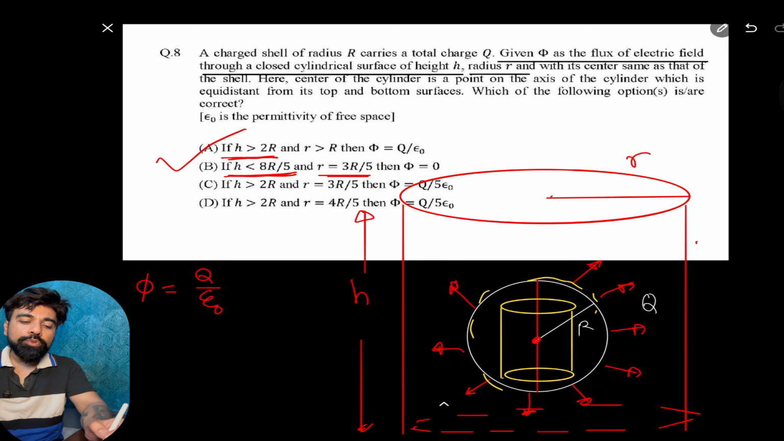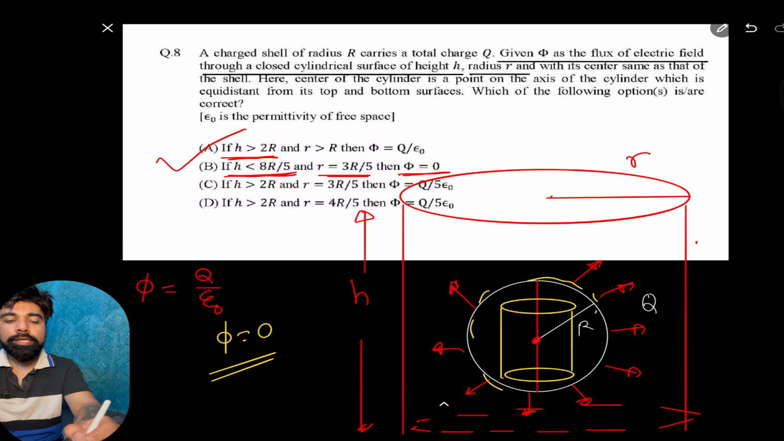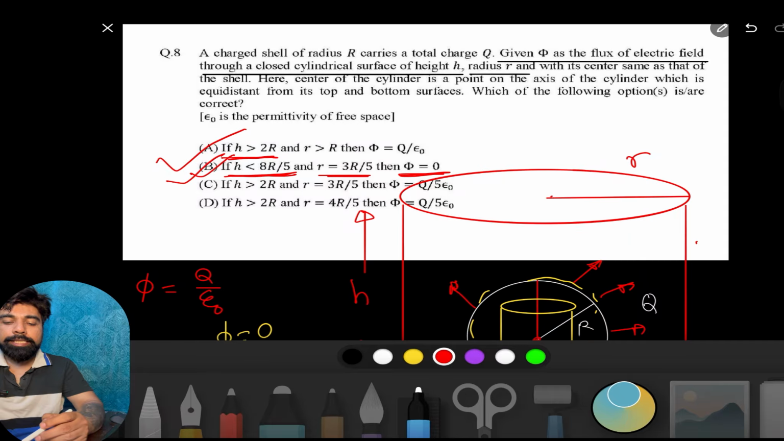So what is the flux through this cylinder? That's going to be 0. And option B is also claiming that the flux through the cylinder is going to be 0, right? So option B is also correct. Now let's go for option C. What is option C saying?